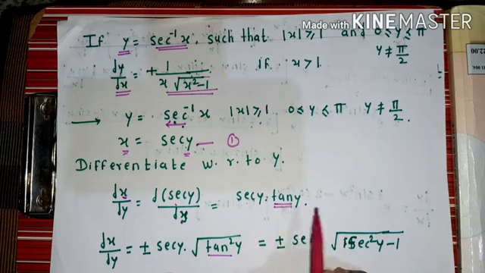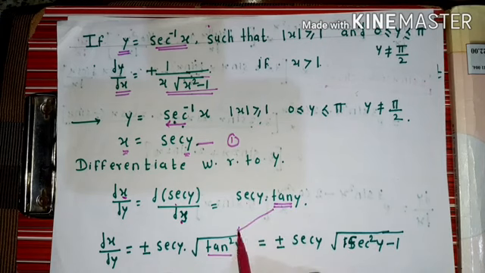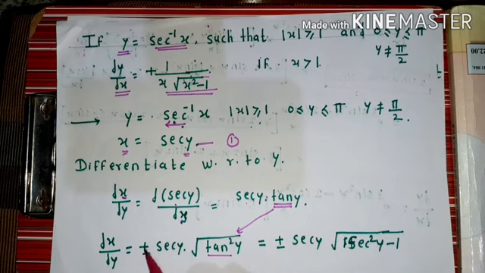Here the sec of y is as it is. We put the value of tan of y. The tan of y is square root of tan square of y. We can write tan of y as square root of tan square of y, and as we have taken the value of tan of y under the square root, that's why we have considered it as plus or minus. Therefore that is equal to plus or minus sec y into square root of tan square y.